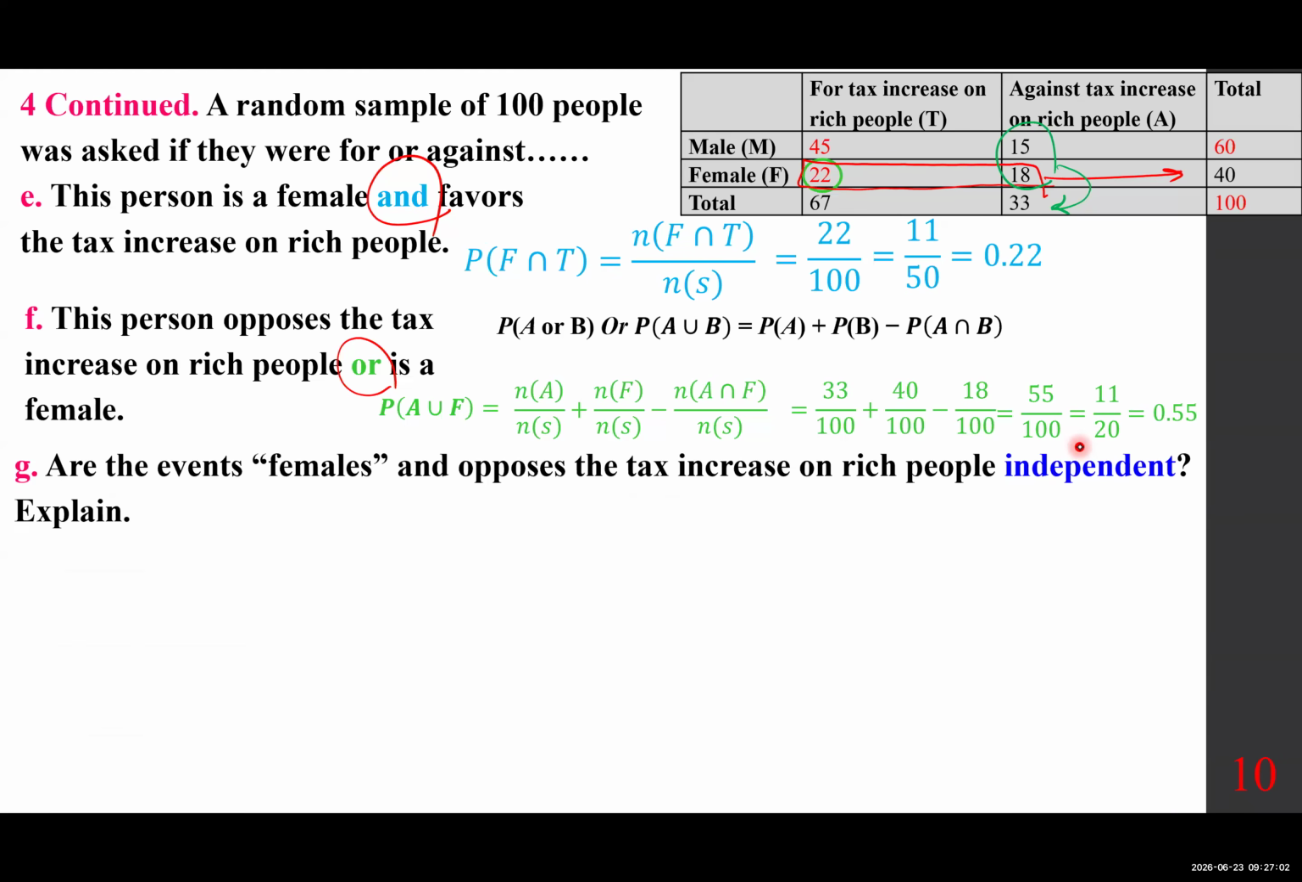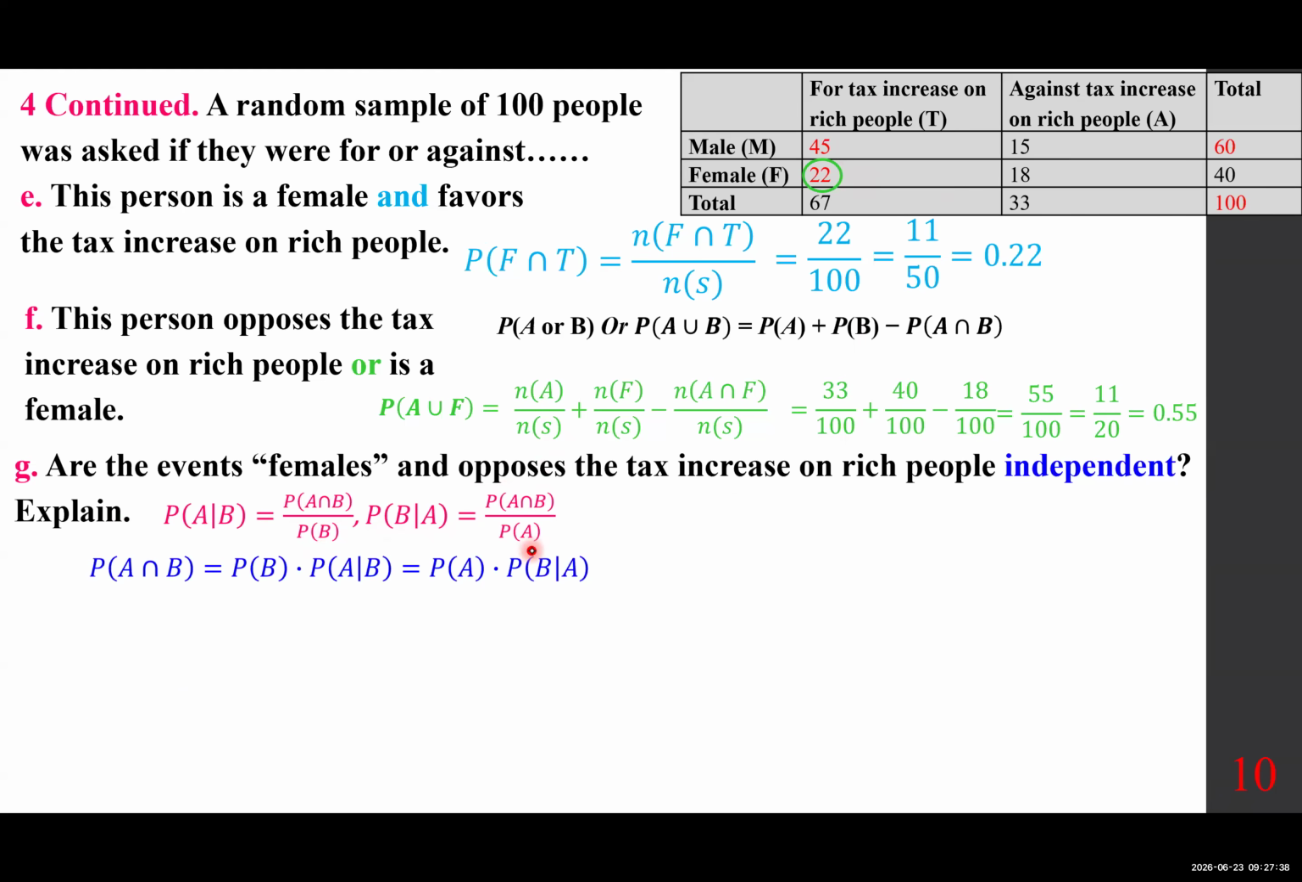All right. Now, are the events females, and opposes tax increase on rich people, independent? Explain. Well, independency has a specific definition. Probability of A given B is probability of A intersection B over probability of B. Probability of B given A is probability of A intersection B over P of A. That's the conditional probability.